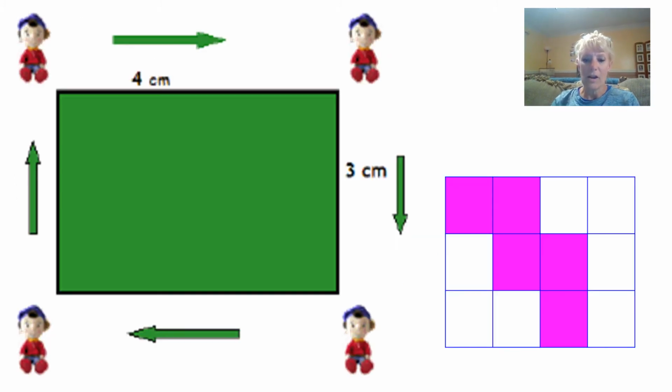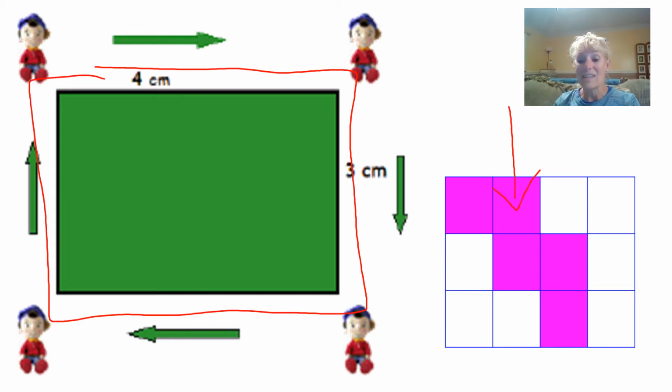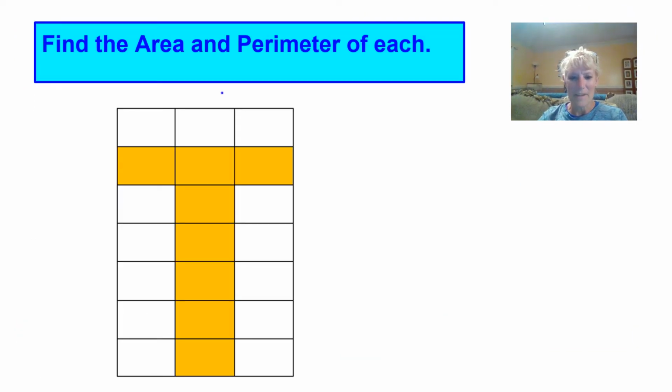All right, just as a quick reminder, we want to remember that when we're talking about perimeter, we're talking about the outside, and when we're talking about area, we're talking about the inside. So let's keep that in mind. All right, so here we're going to find the area and perimeter of each. In fact, that's what we're going to do this whole time because we're just practicing.